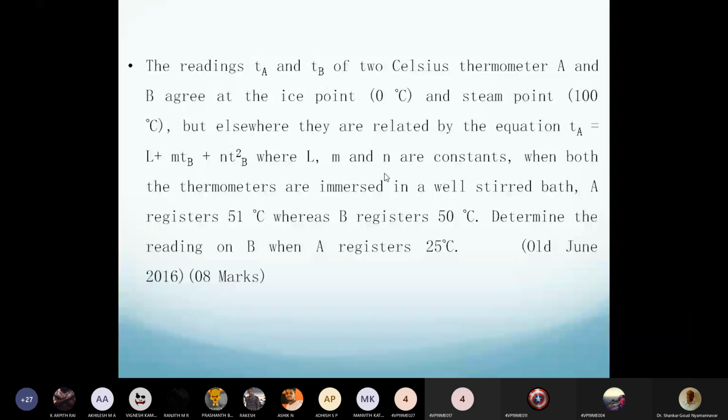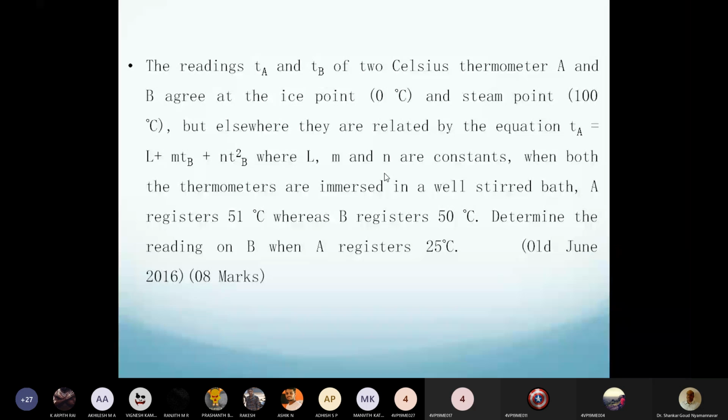M and N are constants. When both thermometers are immersed in a well-stirred bath, A registers 51 degrees Celsius, whereas B registers 50 degrees Celsius. The readings on B and A determine the reading on B when A registers 25 degrees Celsius. Solve this problem. See, it is a quadratic equation.